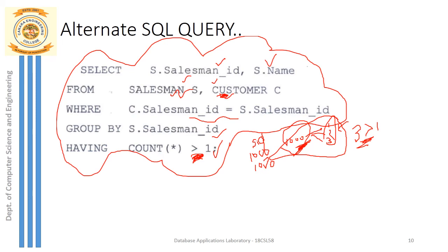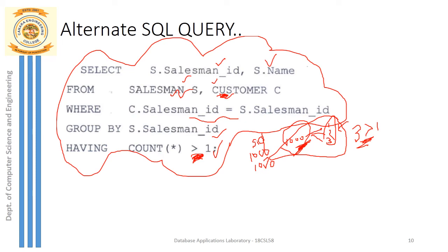And just have a condition for that count. That count should be greater than 1. So group based on the salesman ID having count, that is count the number of rows, having count greater than 1. The meaning is your count value that you have retrieved should be greater than 1. Right? So remember to group based on salesman ID only. Why? Because for every salesman you might have multiple customers.